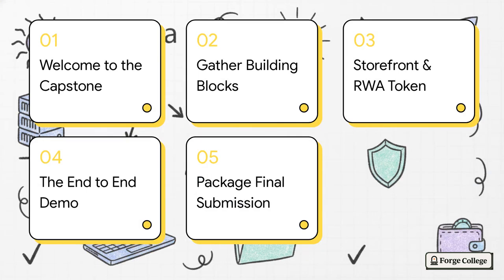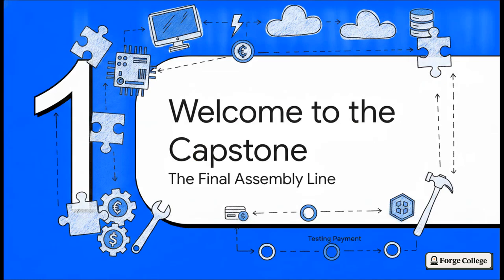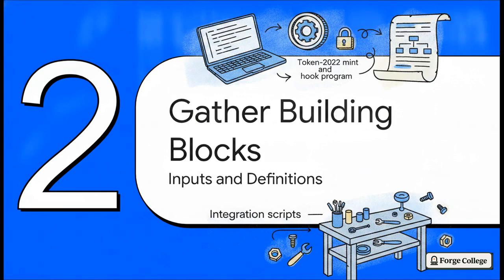Let's take a super quick peek at our blueprint for today. We'll kick things off with a welcome to the Capstone, then gather our building blocks. After that, we'll dive right into the storefront and RWA token, walk through an end-to-end demo, and finally go over packaging your final submission. All right, kicking off with part one, welcome to the Capstone, the final assembly line, and moving right along to part two, gathering your building blocks, inputs, and definitions.